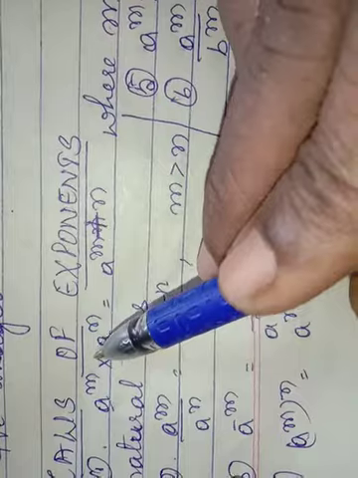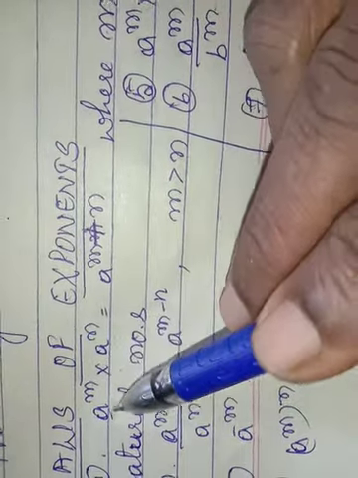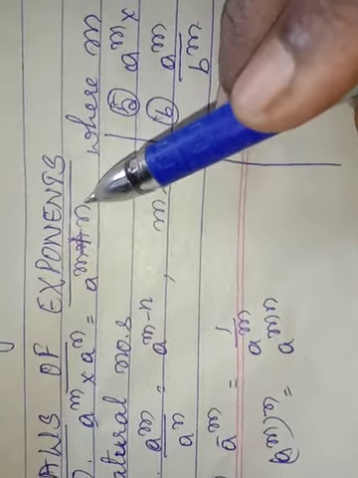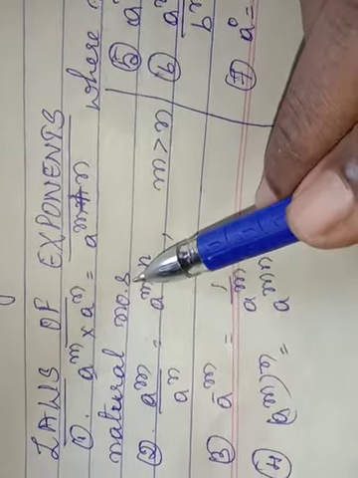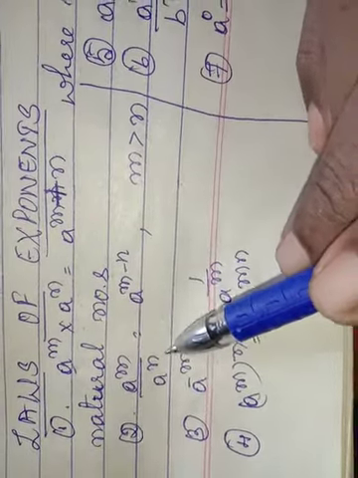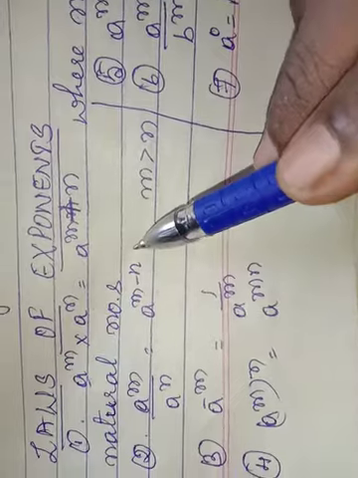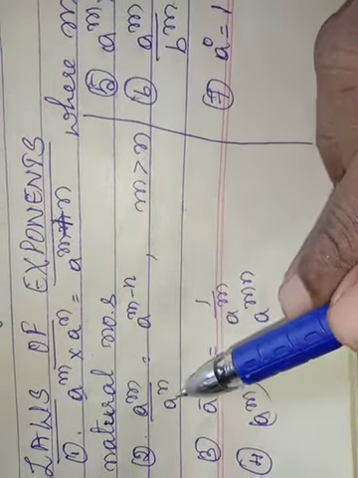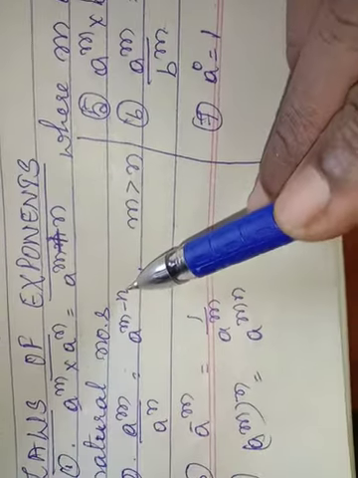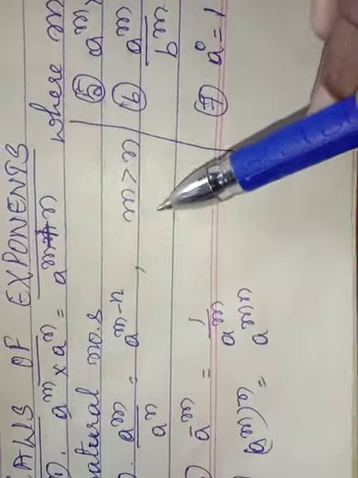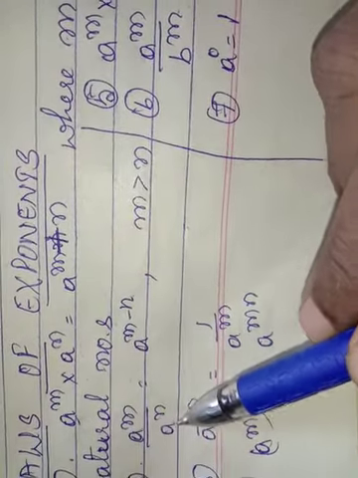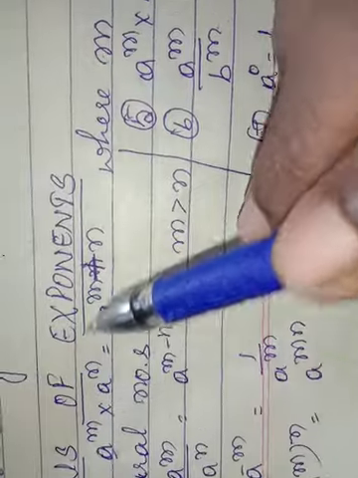Since we have positive signs and the bases are equal, that is why we are adding the powers, where m and n are natural numbers, any natural numbers. Now the second law is a to the power m by a to the power n is equal to a to the power m minus n, when m is greater than n. Children, one more thing: when the base is the same, only then can you subtract or add like this.